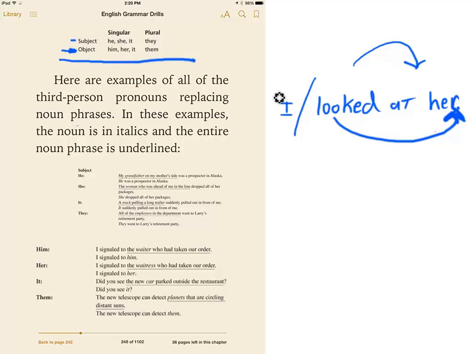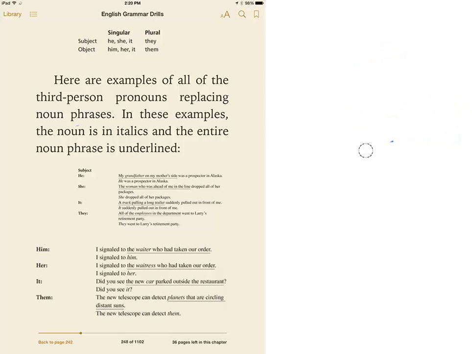All right. So the object pronouns are him, her, it, and them. And these are plural, obviously. They and them are plural, and all these are singular. All right. So those are your pronouns, and I don't think it's overly difficult. So we're going to go on and take a look at some other stuff here. Okay, here it says, here are some examples of all of the third-person pronouns replacing noun phrases.